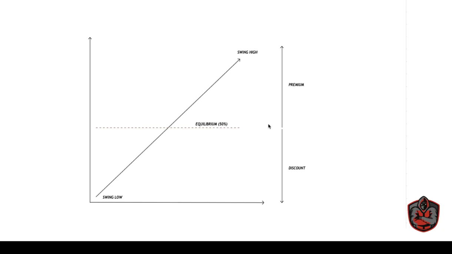Now, an example of understanding this, right? Say this is the low of a price range, and this is the high of a price range. The midpoint would be your equilibrium, right? Is literally 50% of that price range. Anything above that is classified as premium, and anything below that is classified as a discount, right?